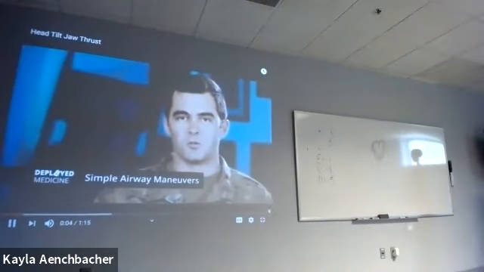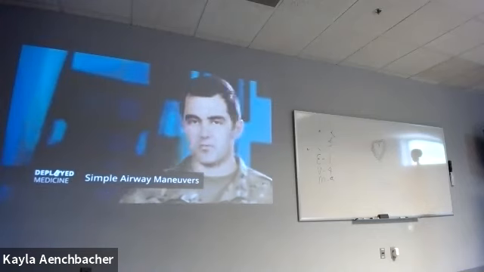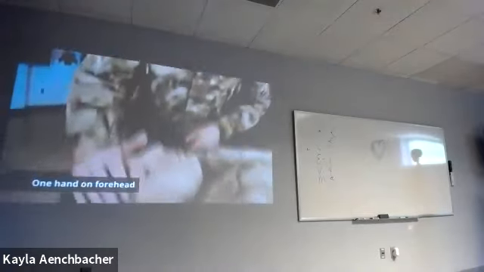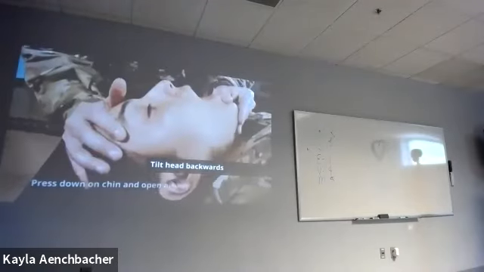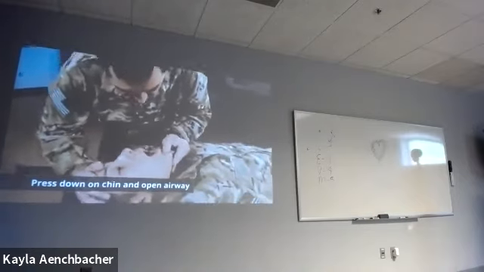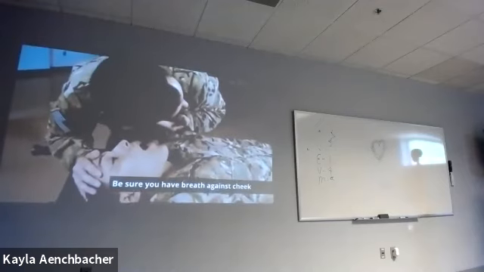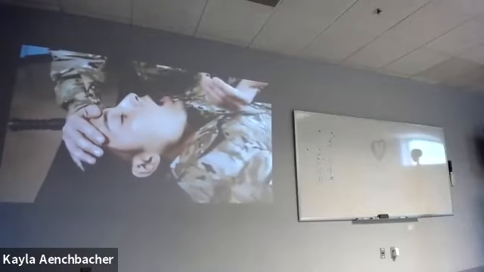Hey everyone, Kurt here. We're going to talk about the second part of the MARCH algorithm, which is airway, and some simple airway maneuvers to open and maintain the airway in an unconscious casualty. All right, head tilt, chin lift. Take one hand, put it on the forehead, tuck the fingers up underneath the chin, tilt the head backwards, press down on the chin, and open the airway. Do a quick visual inspection to make sure nothing is occluding the airway. Look down the chest for adequate rise and fall of the chest. Make sure you feel breath against your cheek. Once you've assessed that it's an open airway in an unconscious casualty, go ahead and secure that airway with a nasopharyngeal airway. And if you can't stay with the casualty, roll them into the recovery position.